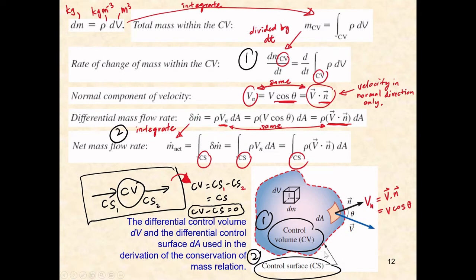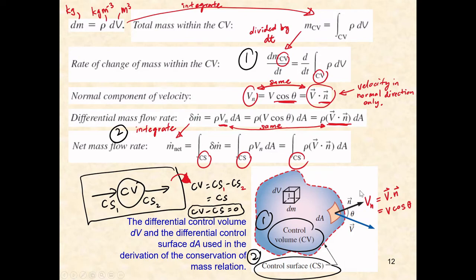You can look into this diagram. This diagram shows the control volume CV, and then you have a small area dA, and a velocity that is not normal to the area. The angle to the direction that is normal to the area is given by theta. So you take V multiplied with cos theta, then you get the Vn. That's what it means.